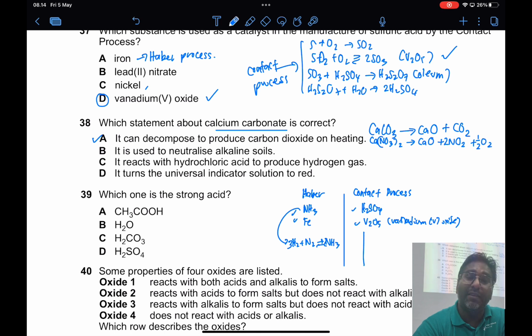It's supposed to be calcium carbonate is used to neutralize acidic soil, yeah. So this is wrong. It reacts with hydrochloric acid to produce hydrogen gas? It's supposed to be acid and carbonate gives you salt, water and carbon dioxide. So this is also wrong. It turns universal indicator solution to red? Wrong also, because this is not acidic. So the answer is going to be A.